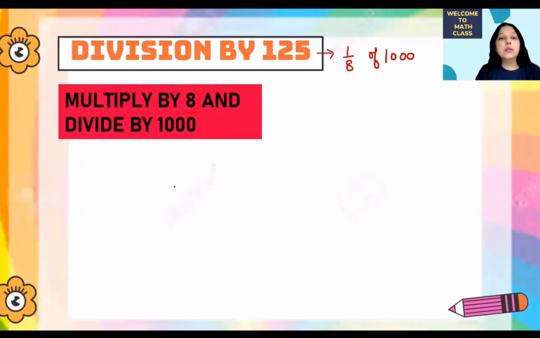Okay, so let's do some examples here. Suppose you want to divide, let's take 3, a very simple number, 3 divided by 125. You know the answer will be in decimals only because 3 is smaller than 125. Now according to the trick, multiply it by 8. So what is 3 times 8? 3 times 8 is 24. And 24 divided by 1000 will be 0.024. So just multiply the number by 8 and then divide it by 1000.